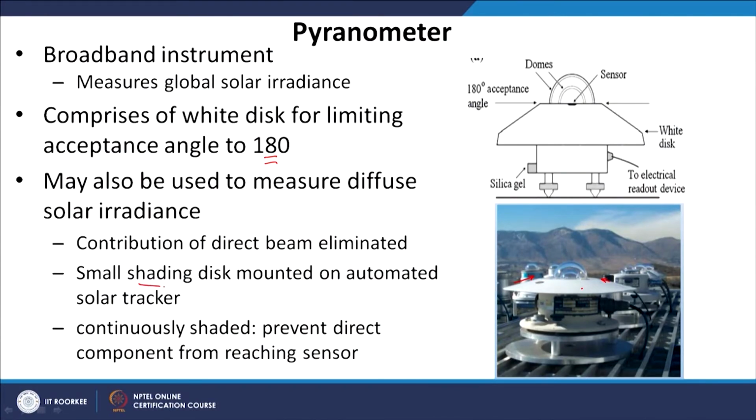This is a pyranometer that measures global horizontal irradiance, but with special care the same instrument can be used to measure DHI also. All we need to do is block the direct component, and for that a shadow band is sometimes used. A small rotating shading disc that blocks the direct component of the radiation can be mounted on this instrument, and the same instrument can be used to measure DHI as well. And the final instrument is a sky radiometer.